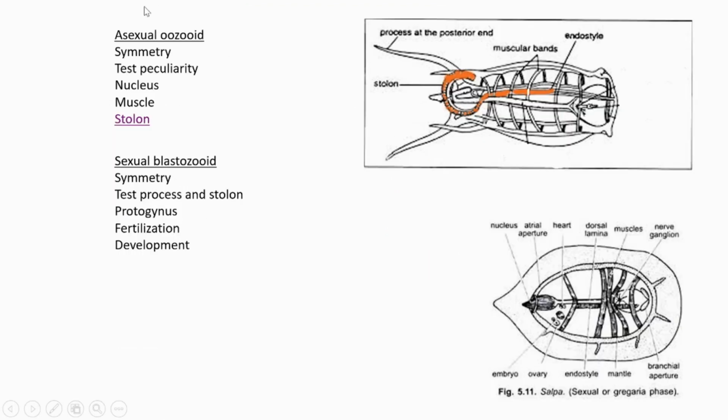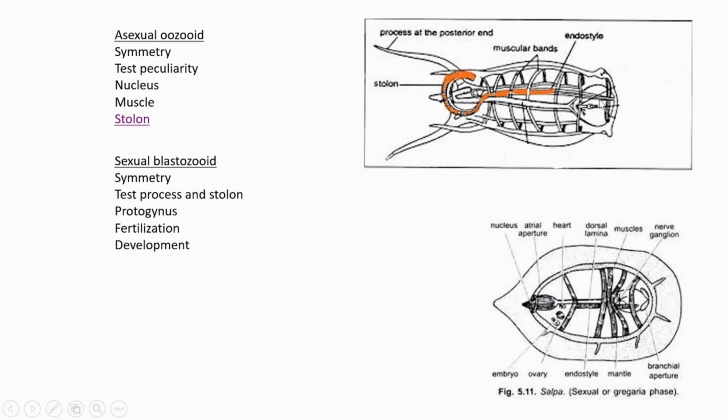Okay. Next, I am going to explain the asexual phase in the life cycle of Salpa. That asexual phase is represented by the oozoid. First, symmetry. What is the symmetry of the asexual oozoid? It is bilateral symmetry. This picture is shown here.